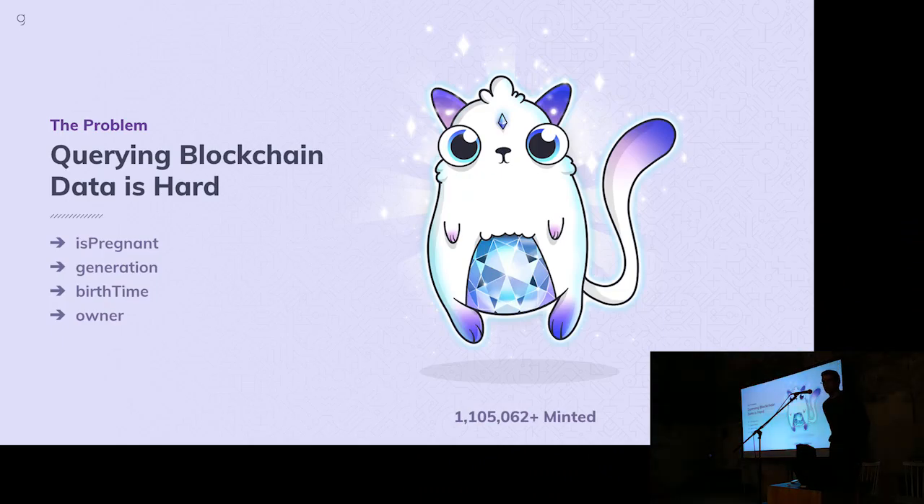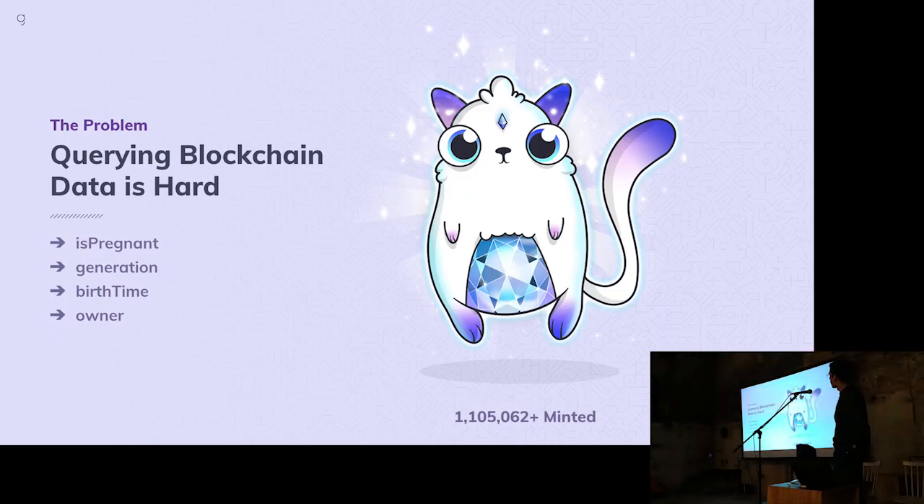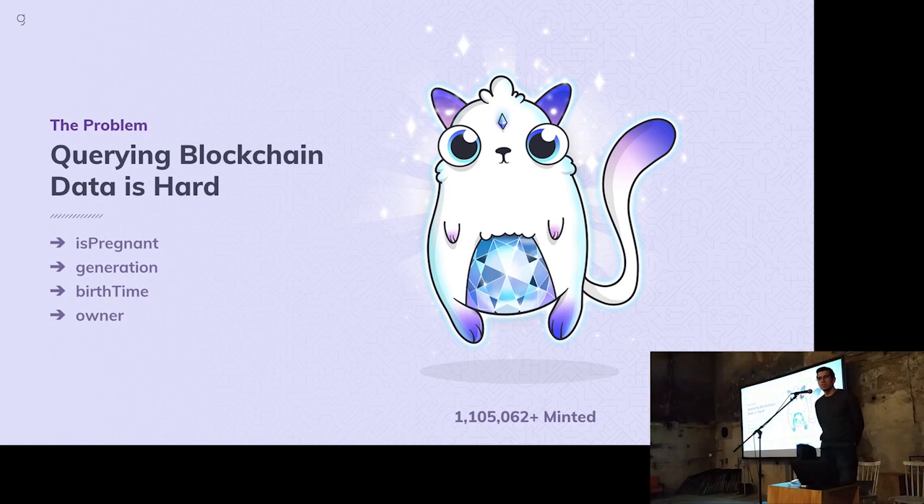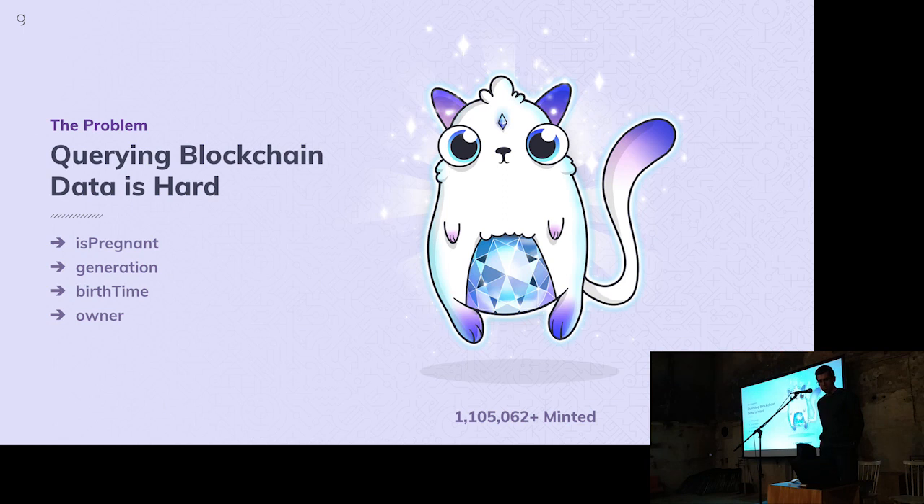So before we get into the design of the protocol, I want to talk about what the problem is that we're trying to solve. And like all things on the internet, it starts and ends with cats. CryptoKitties is a great dApp example because it's one of the few that tried to hit scale and failed. One of the problems they had of doing everything on blockchain is that they've got over 1 million CryptoKitties minted at the time that I made this deck.